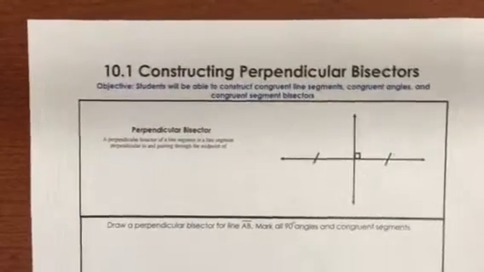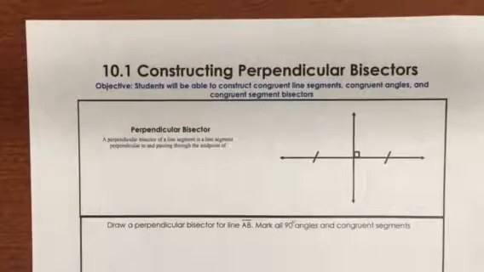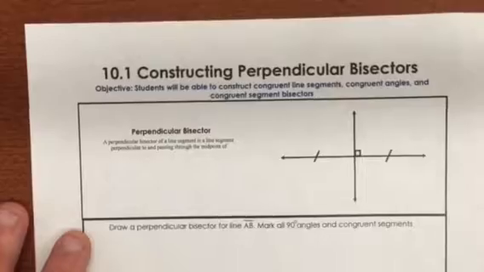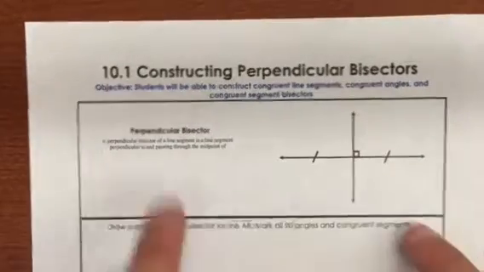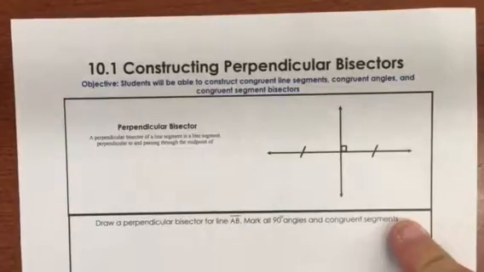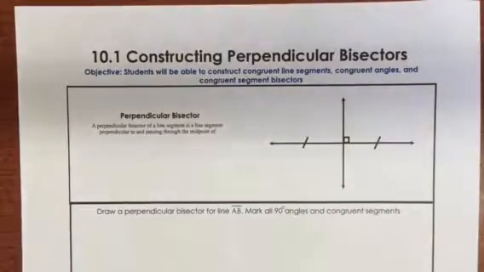All right, welcome to your first construction that you're going to be working on, and that is perpendicular bisectors. Before we get into the construction, we should probably find out what is a perpendicular bisector. And a perpendicular bisector is, drum roll, a perpendicular bisector. I know, you're saying that's not helpful. Well, I'll be a little more specific.